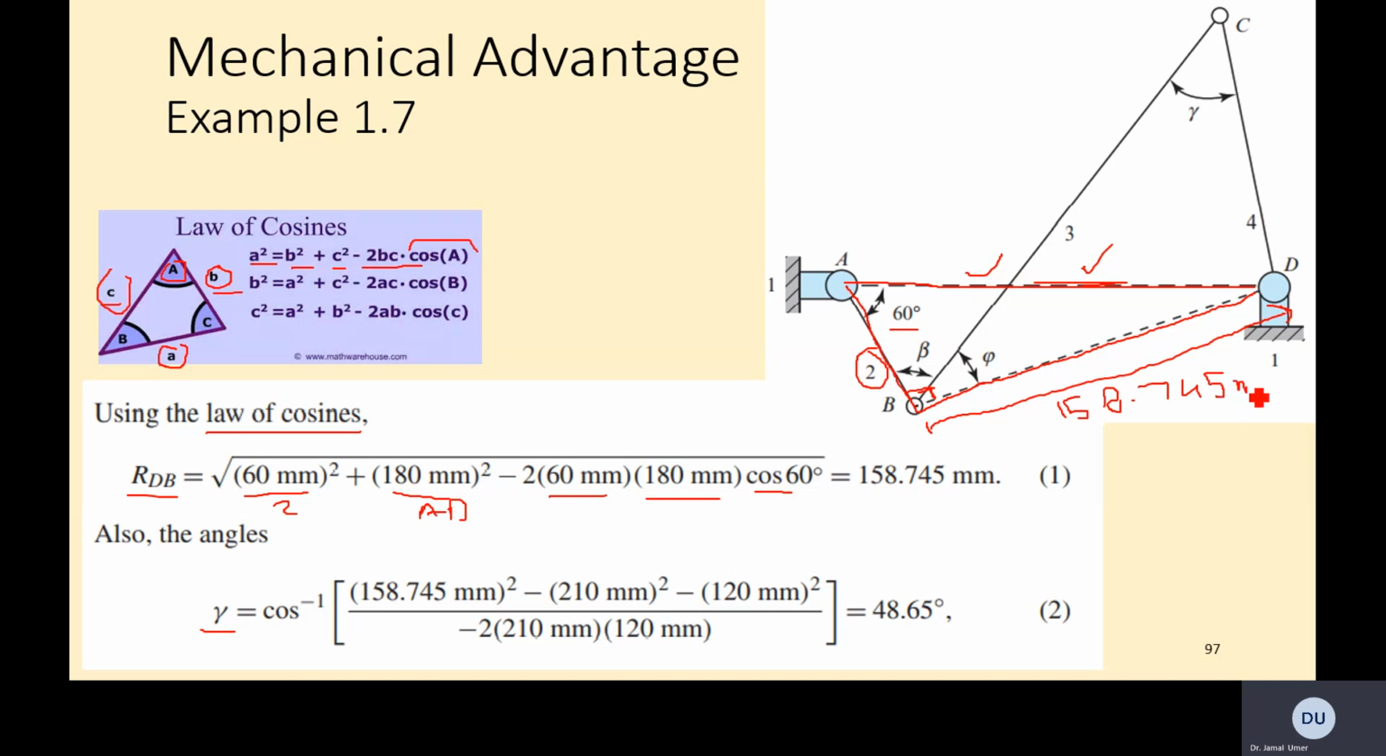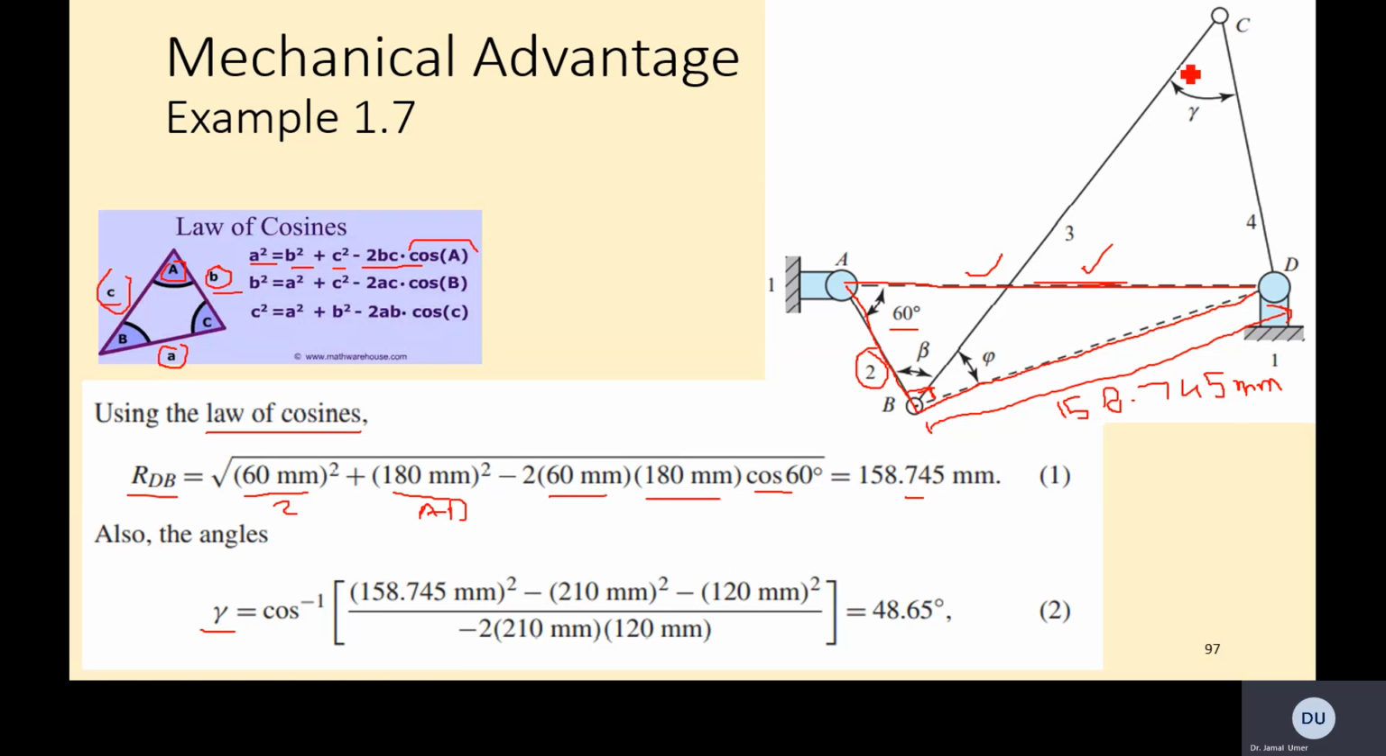Yeah, so you don't need to write so many. 158.7 should be all right. 158.8 basically. So you got this length now.